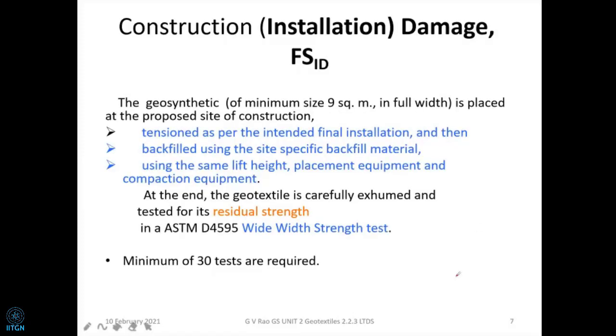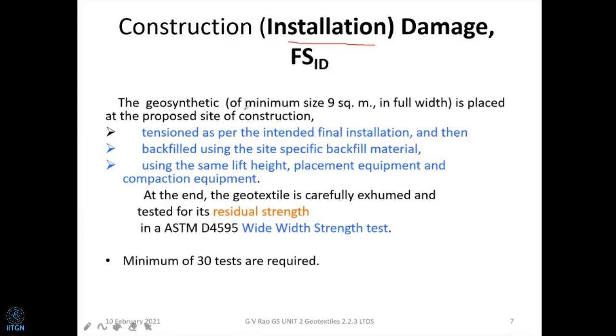For example, we have got a lot of methods of specifying the materials, like our grab strength or like our trapezoidal tear strength and cone drop and all the things are there. But then for purpose of reinforcement now, there is a separate procedure which is called as installation damage. That means damage during construction, FSID. FS is factor of safety for installation damage, ID.